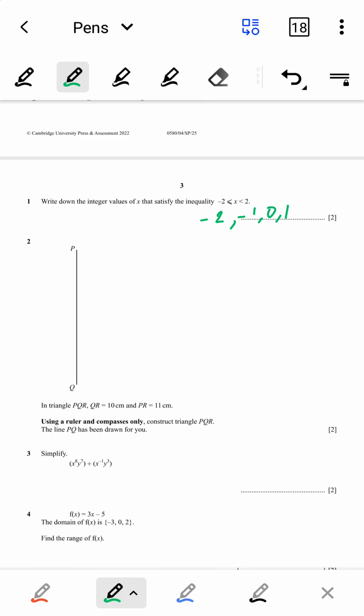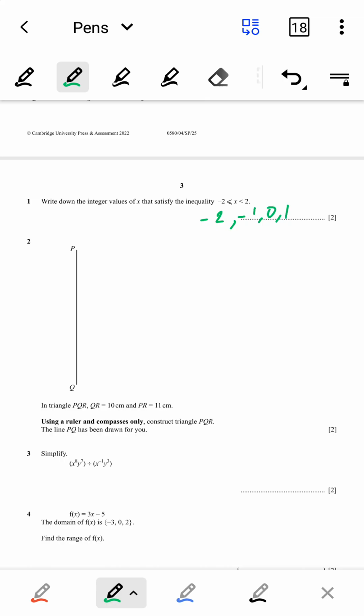Moving forward with question number 2, it is a construction part. In triangle PQR, QR is 10 centimeters and PR is 11 centimeters. The line segment PQ has already been given. From that you have to make a triangle using a ruler and compasses only. You have to construct triangle PQR. It's very simple. We have P and Q at both ends, and we need one more vertex, R.